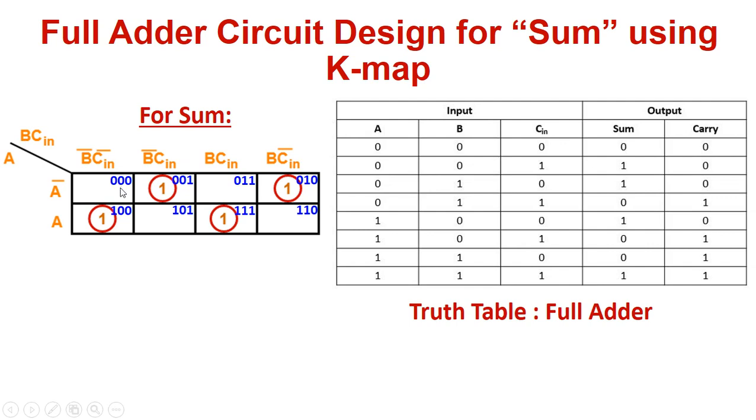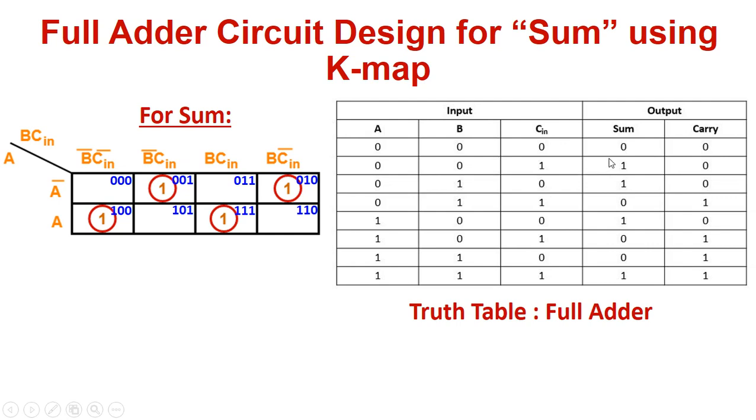That means the first cell has the value 000, which is indicated by A bar, B bar, C bar. Similarly, the second cell has the value 001, which is explained as A bar, B bar, C. Similarly, if you focus on the last cell, that is 110, it can be explained as A, B, C bar.